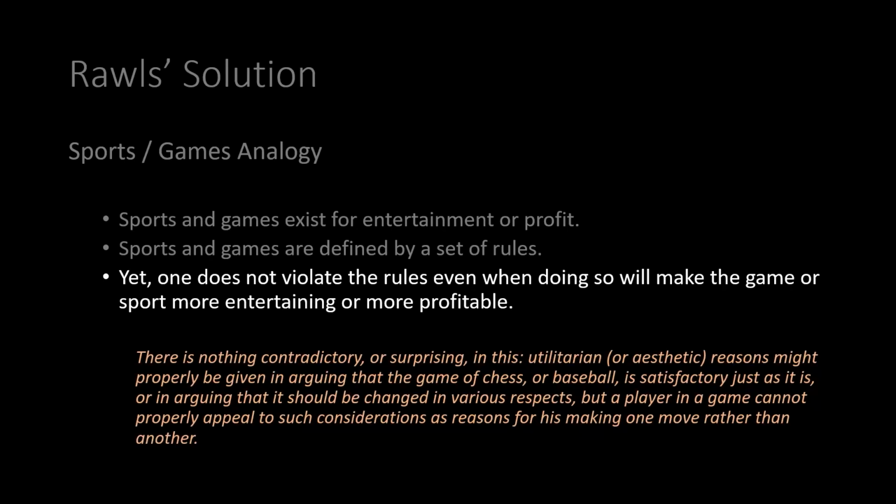Rawls argues, quote, "There is nothing contradictory or surprising in this. Utilitarian or aesthetic reasons might properly be given in arguing that the game of chess or baseball is satisfactory just as it is, or in arguing that it should be changed in various respects. But a player in a game cannot properly appeal to such considerations as reasons for his making one move rather than another." End quote. Rawls applies these principles to two moral practices, the practice of keeping promises and the practice of punishment.